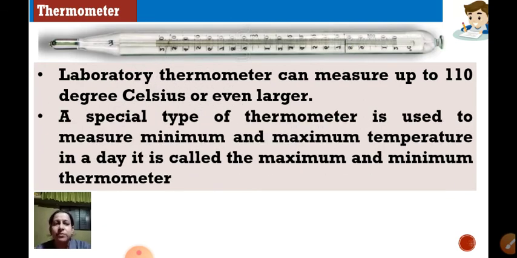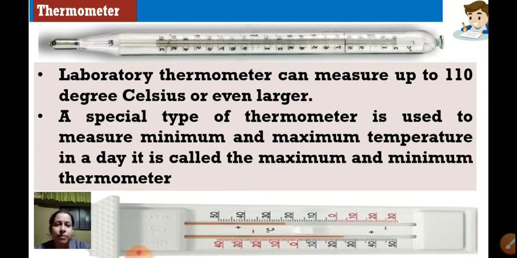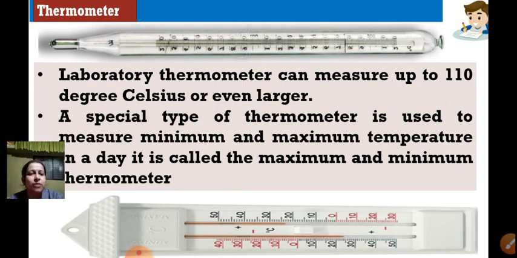A special type of thermometer is used to measure the maximum and minimum temperature in a day, and it is also called the maximum and minimum thermometer. So this is that maximum or minimum thermometer. In the case of a newspaper, you might have seen what the maximum temperature and minimum temperature are. Like for example, during the summer season, the maximum temperature can go, especially in the tropical climate, or maybe in Maharashtra, up to 35 degrees Celsius, and the minimum might be 28, 27 degrees Celsius.